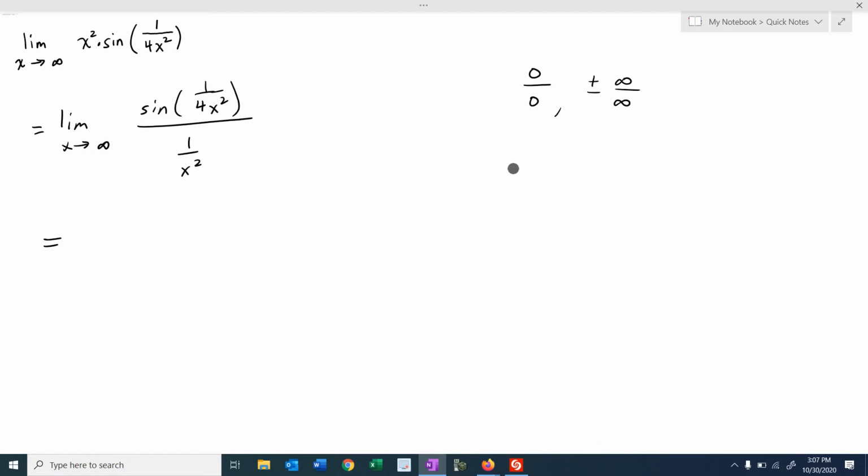Okay, so let's find the derivative of this top function. Now to do that, we're going to have to use the chain rule, because this is a composition of two functions. Sine of x is the outer function, and then the inner function is this 1 over 4x squared.